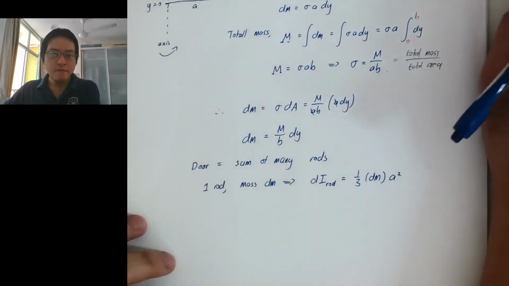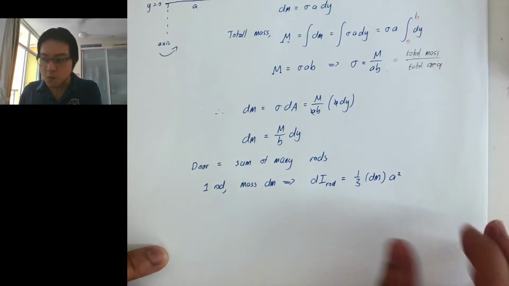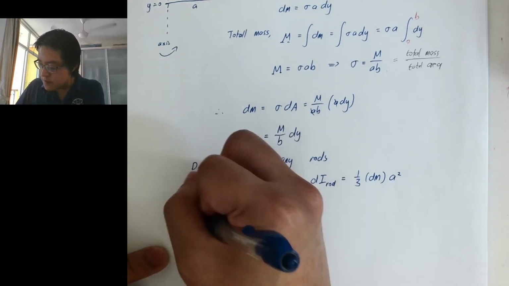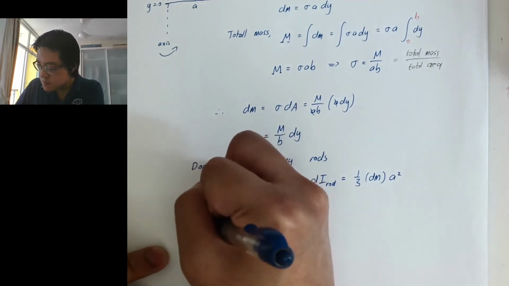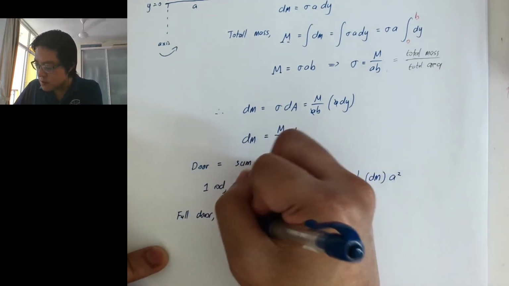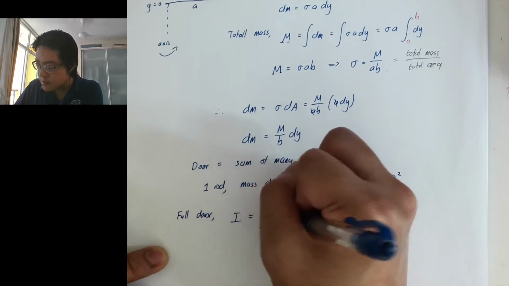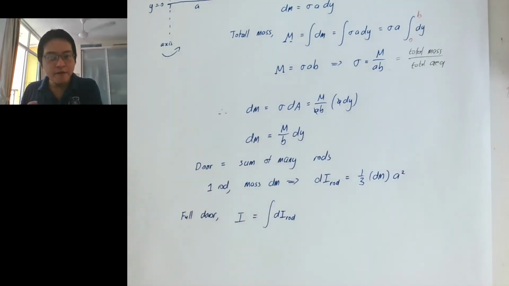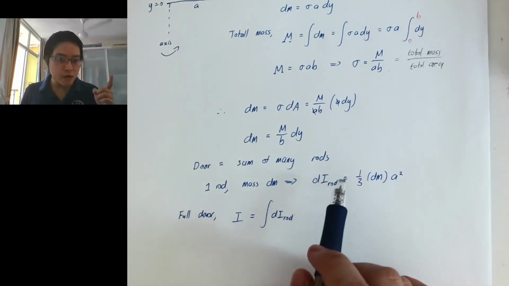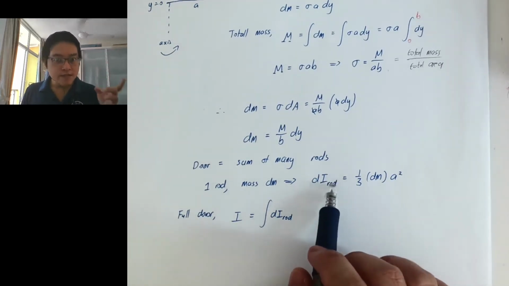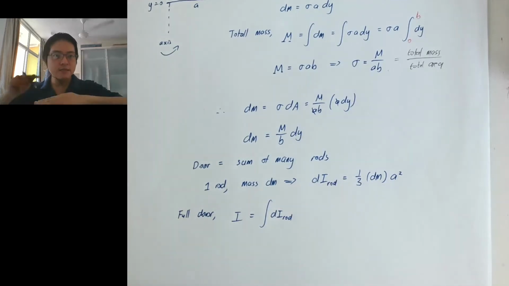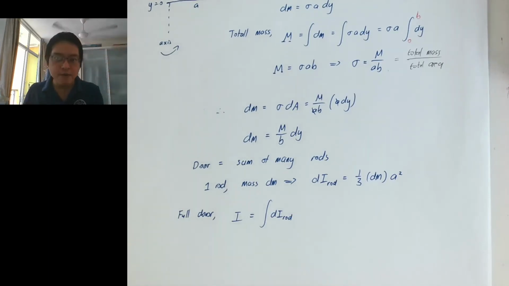Okay, so this is one rod. So the full door will be the sum of all the rods, right? So that means it will be the integration of all the rods. Do you follow so far? I'm avoiding using the original formula. I'm just saying that I already know the moment of inertia of one rod. The door is the sum of many infinitesimal rods. So I just stack up all the rods and add up all the results. Okay, everyone follow so far?